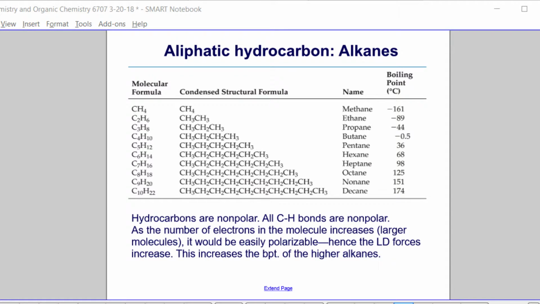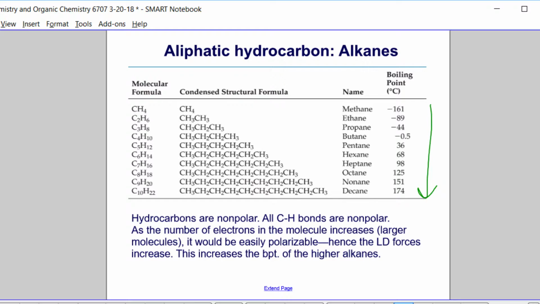Here you can see both the molecular and structural formula, again for the first 10 alkanes. Given this condensed structural formula, you can see that as you add carbons, the chain becomes longer and longer and longer and longer. Look at what happens to the boiling points as the chain becomes longer. Those boiling points increase significantly.